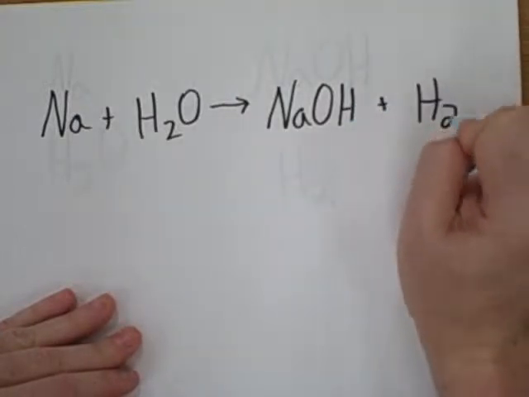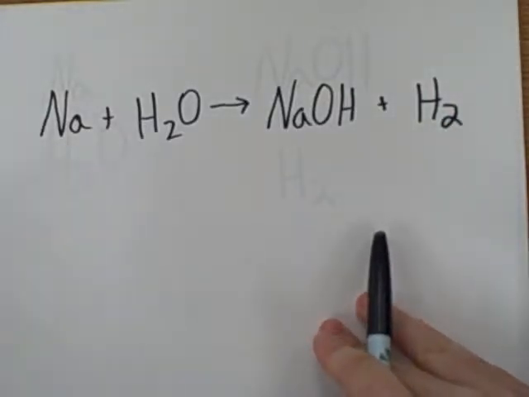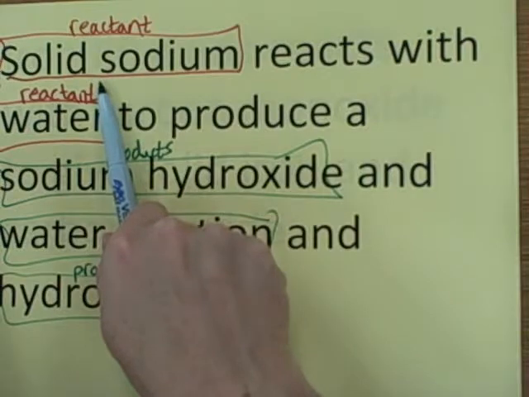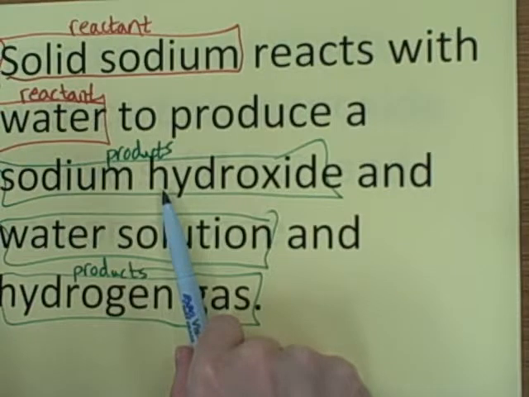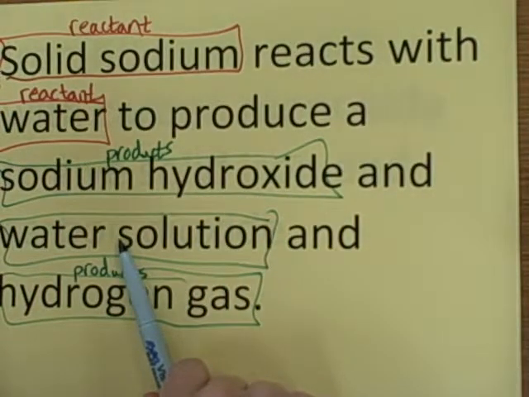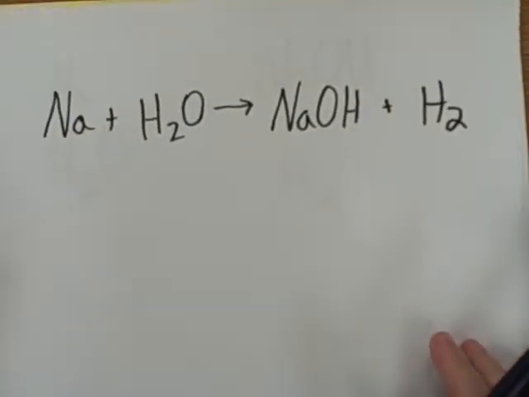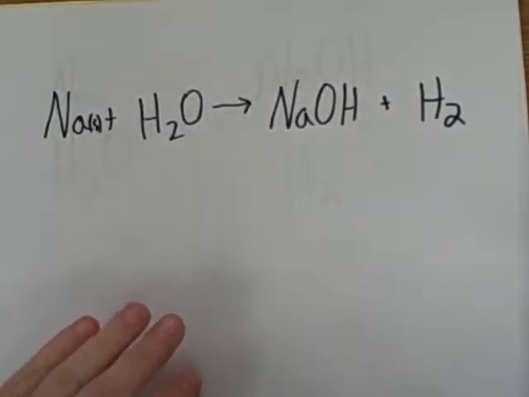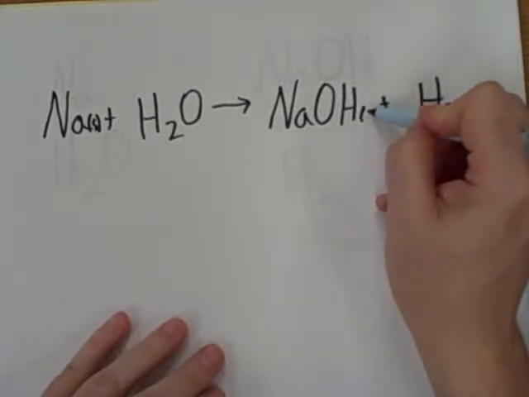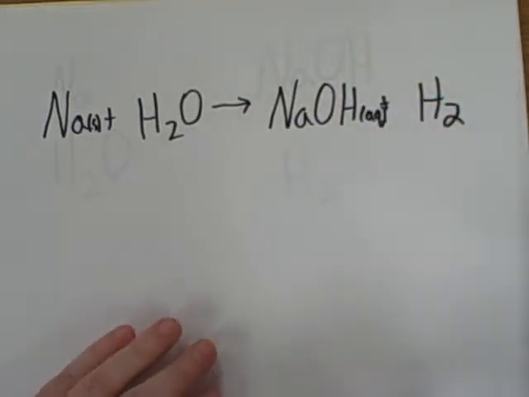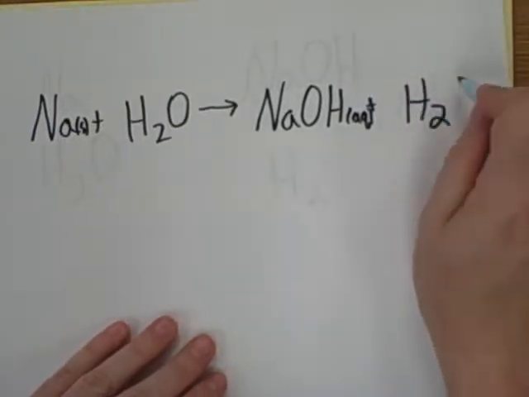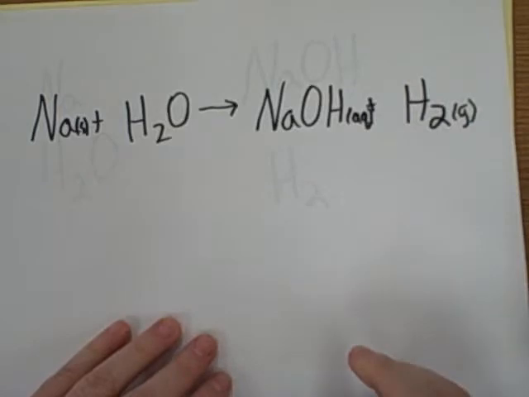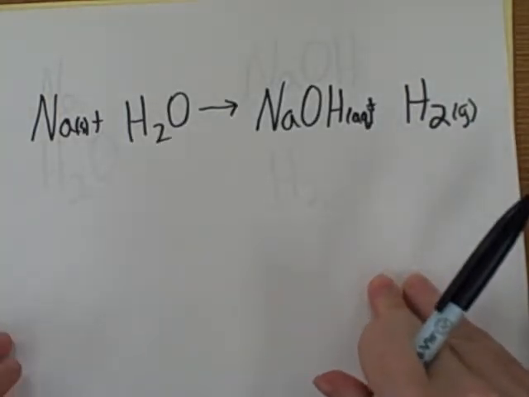Now for symbols. The problem tells us that sodium is a solid and that the product, sodium hydroxide, is in a water solution and that hydrogen is a gas. So we have to put in symbols for those. When it is a solid, we put an S in parentheses after it. When it is in a water solution, we put AQ for aqueous after it. And since H2 is a gas, we're going to put G in parentheses after that. And then your final step would be to balance the equation.